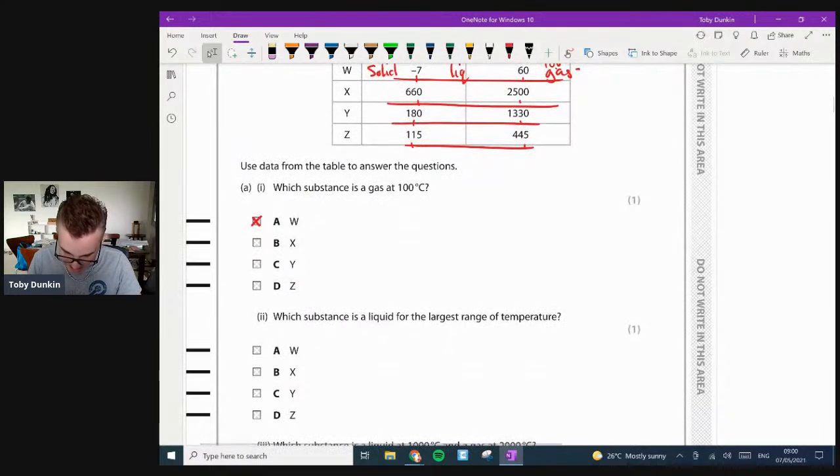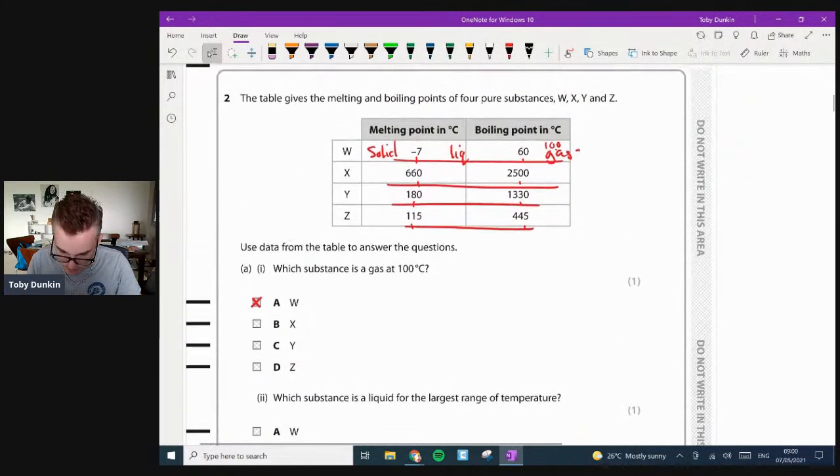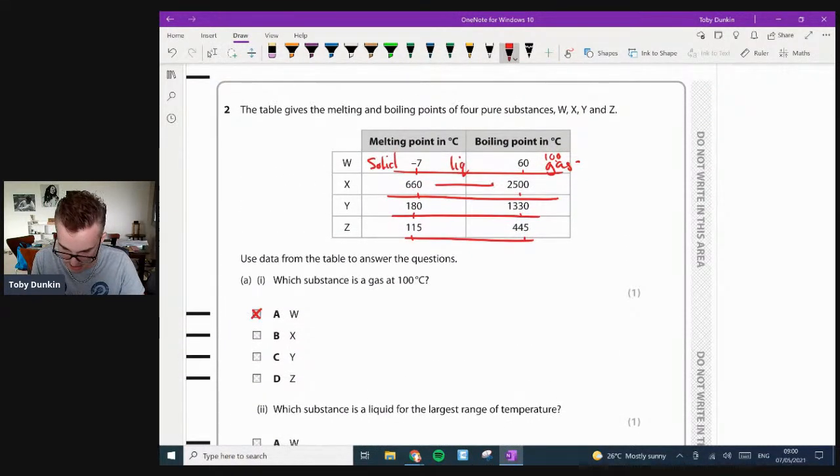Which substance is a liquid for the largest range of temperatures? Oh, that's interesting. So that's about 1,900. It's about 1,900. That is not that much. That's about 1,100, give or take. And this is about 330, give or take. So it's going to be X.